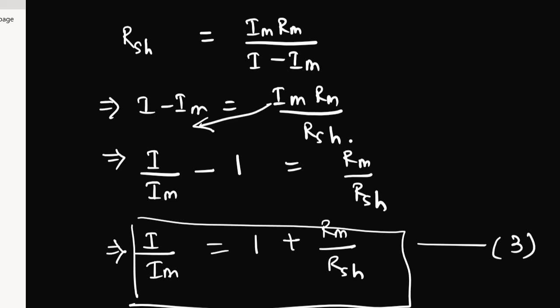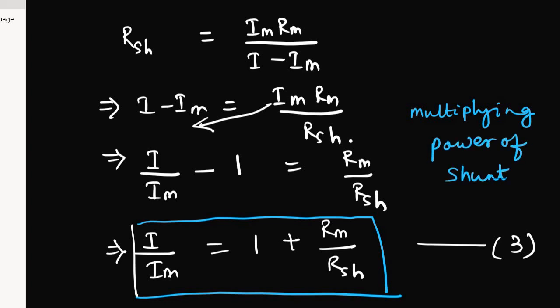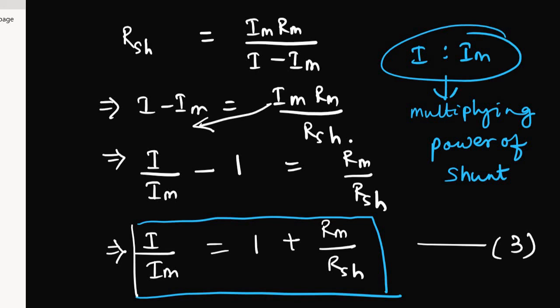So basically this formula is very important for us to remember for the shunt ammeter, because the ratio of I to IM is called the multiplying power of the shunt. Okay, I divided by IM gives us the multiplying power of the shunt. So this is the third equation we are getting. I divided by IM, that is the ratio of the total current to the ammeter current, equals 1 plus the ratio of the resistance of the ammeter divided by the shunt resistance.